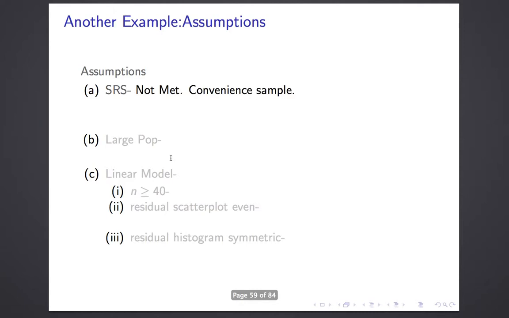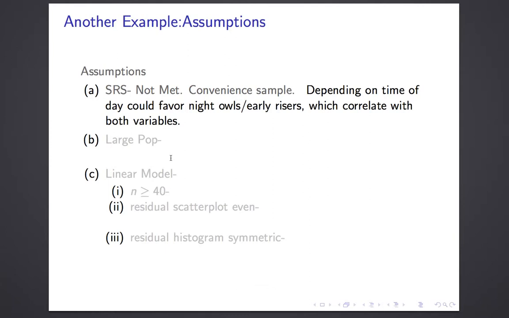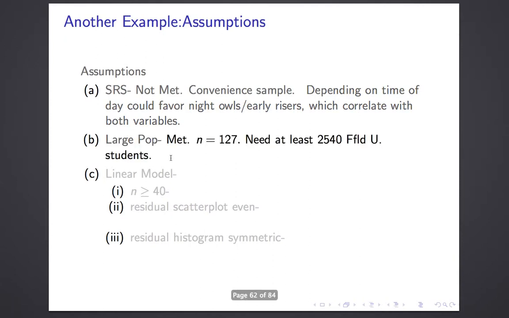Let's check the assumption. Simple random sample, it is not met. It's a convenience sample. For example, one possibility of sampling bias is, depending on what time of day, which they did not say, they sampled people at Barone, they could be favoring night owls or early risers, which might relate to both those variables. Large population assumption.